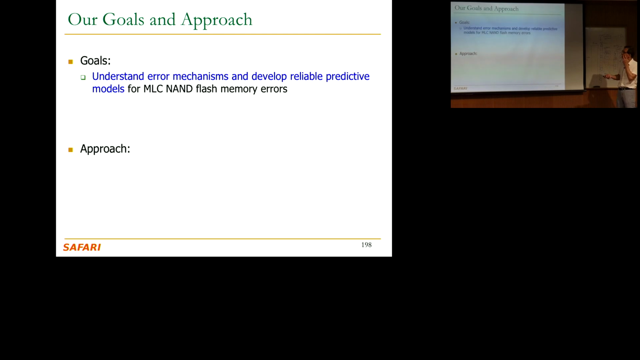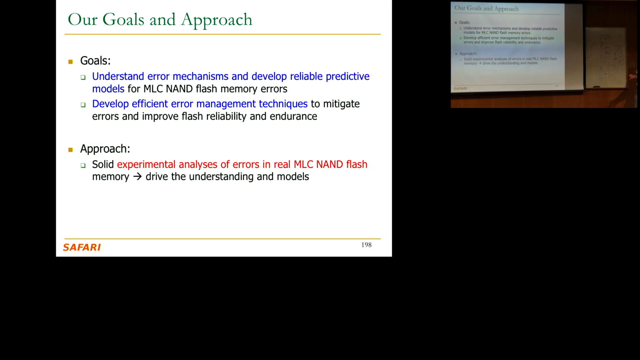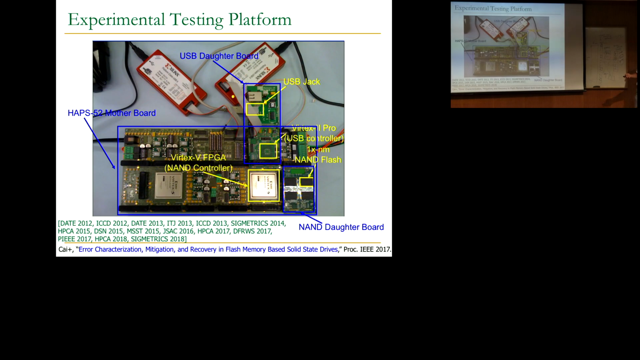So our goals were to understand the error mechanisms first, just like I prescribed earlier, and develop reliable predictive models for multi-level cell NAND flash memory errors, and develop efficient error management techniques to mitigate errors and improve flash reliability and endurance. So our approach was to have solid experimental analyses of errors in real MLC NAND flash memory to drive the understanding and to drive our models. And hopefully, the understanding, models, and some creativity lead to new techniques. And that's exactly why we built this infrastructure.